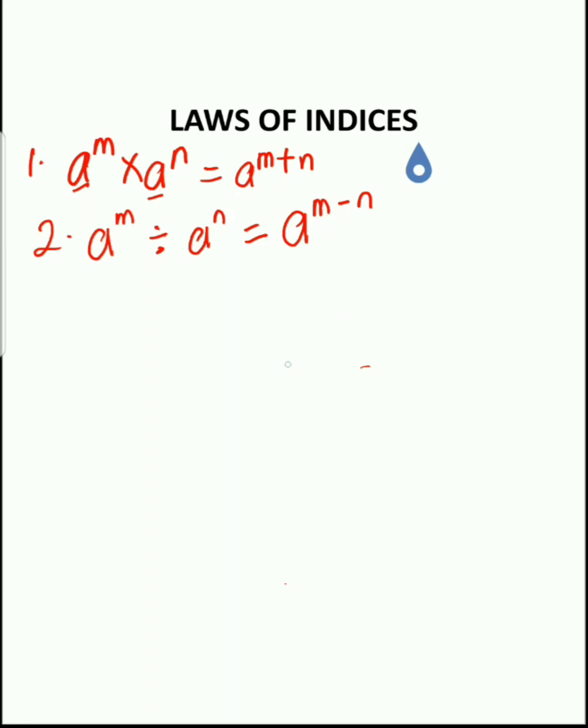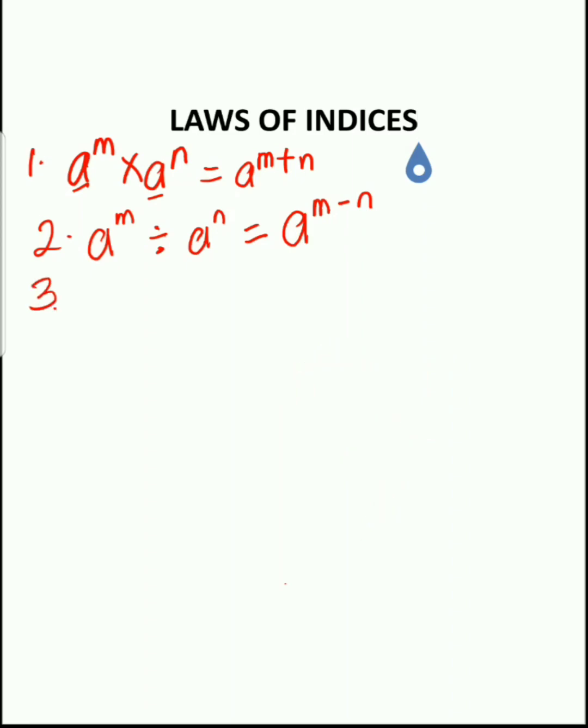For instance, we have 5 raised power 3 divided by 5 raised power 2. This can be written as 5 raised power 3 minus 2. And so this is 5 raised power 1. And so this law makes provision for division of numbers in the same base.